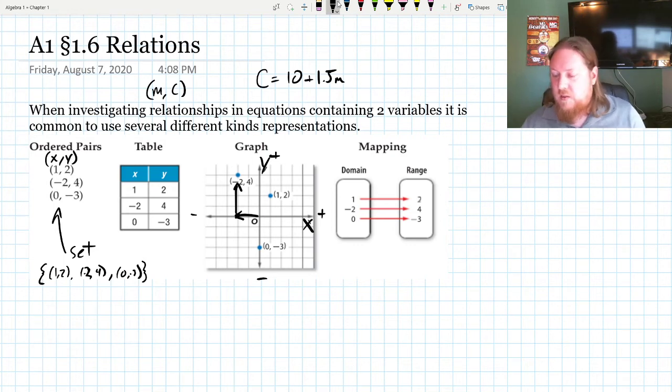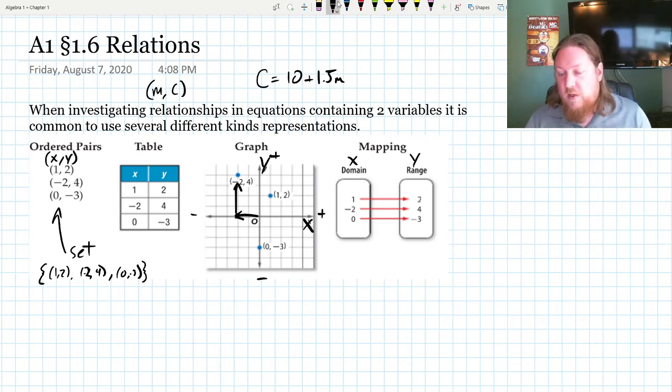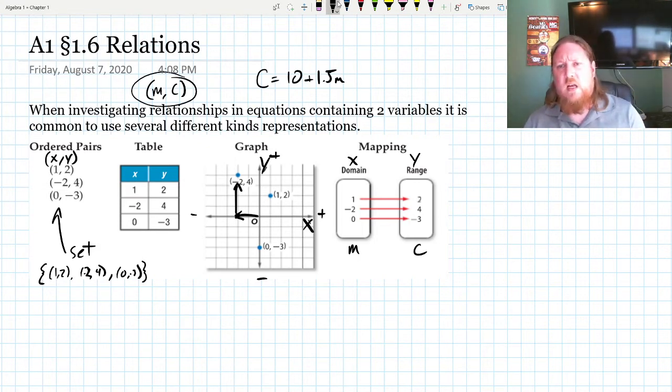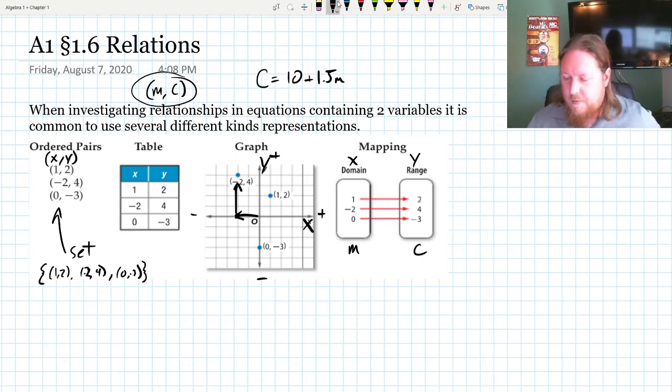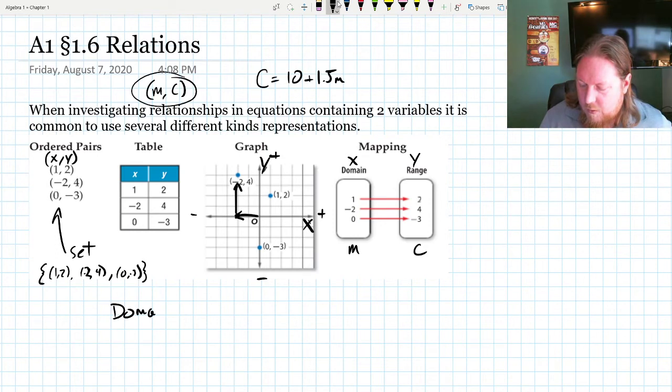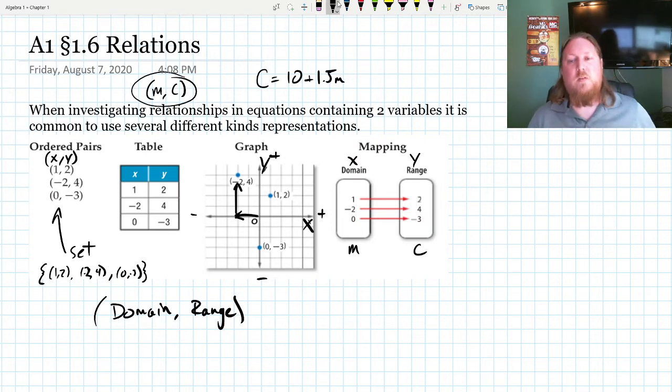What this is really good at is recognizing that the domain is the x-coordinate and the range is the y-coordinate. Or if you're talking about something with different inputs, like the cost and the number of movies you rent, in that case, m would be the domain, how many movies they buy, and cost would be the range. We'll talk more about domain and range in a second, but that's the way that ordered pairs always go: domain, comma, range. That's how an ordered pair always works.